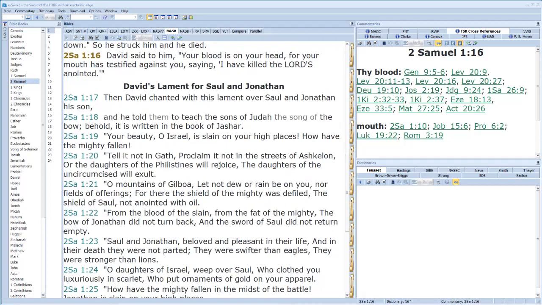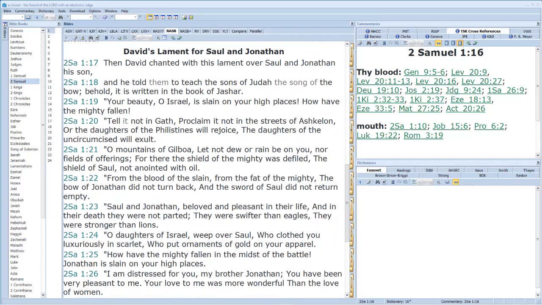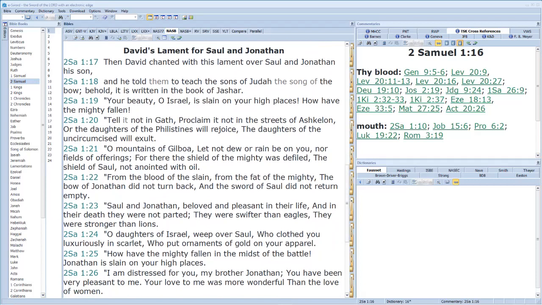Now, verse 17. In verse 17, we're going to see the fact that David laments over Saul and Jonathan. And David writes this lamentation about the death of his friend, Jonathan, and Saul. And remember that David was a musician. Remember that when Saul would be irritated, he would call in David, and David would play until the irritation would leave him. Now, let's see the song that David writes over his friend Jonathan and Saul.